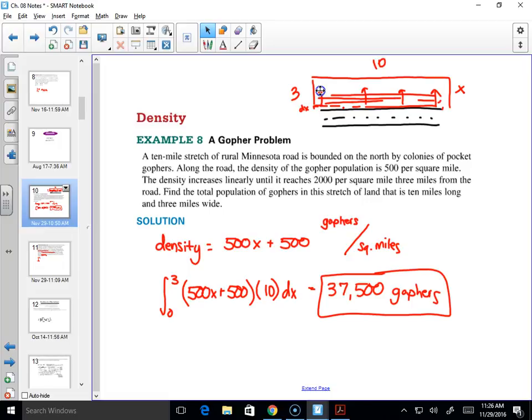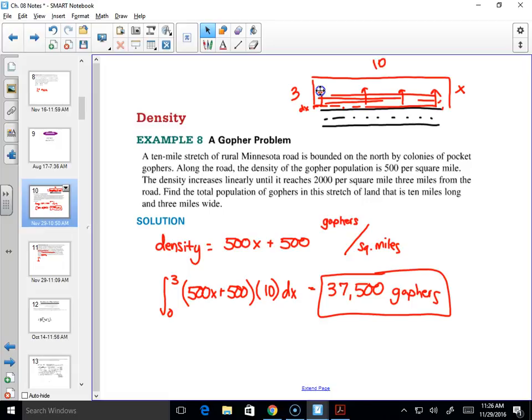Let's see, how do they describe it? We divide the land into narrow strips, each 10 miles long and delta x miles wide. Let y be the distance from the road in the strip. And they were able to make a linear equation. Does that make sense?